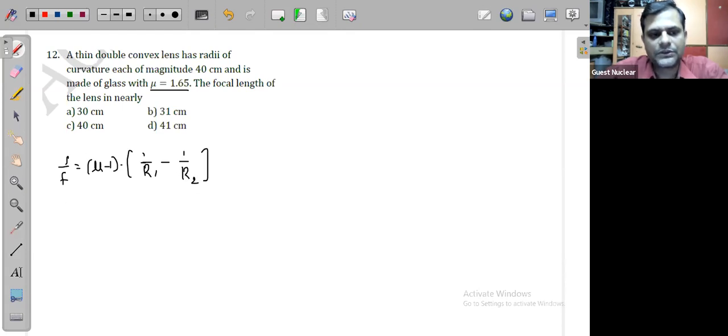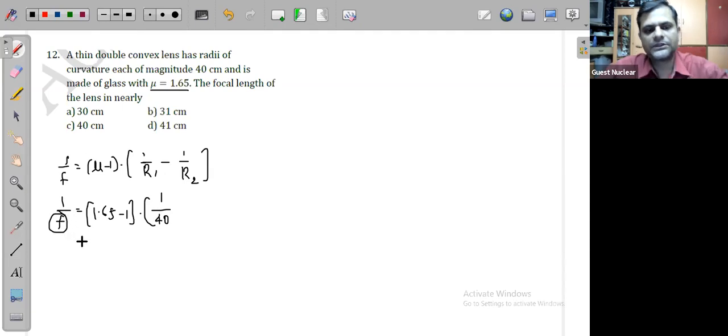Okay, so here 1 upon f becomes equal to mu, which is 1.65 minus 1 into here 1 upon r1 is going to be 1 upon 40. But remember that this 40 is going to be in centimeter. So keep it in centimeter only so that we can just get the focal length also in centimeter only. So here 1 upon 40 minus 1 upon r2, where r2 is going to be minus of 40. Why? Because convex lens दिया हुआ है, correct?